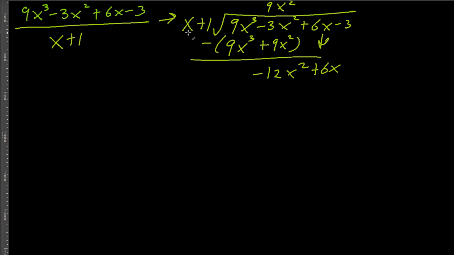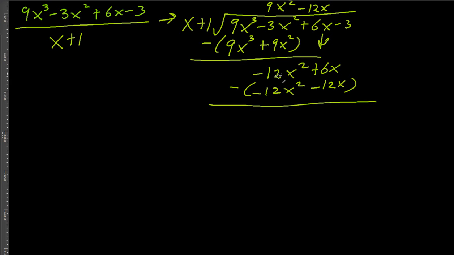Okay. Now what do I multiply x by to get negative 12x squared? I would say if we multiply it by negative 12x, we would get exactly this. So I copy that down. Negative 12x times 1 is negative 12x. Next step is to subtract. So if I subtract, I get 0 by design, but 6x minus 12x, well, that kind of looks like it's going to be 18x. Okay, then I bring down the negative 3.